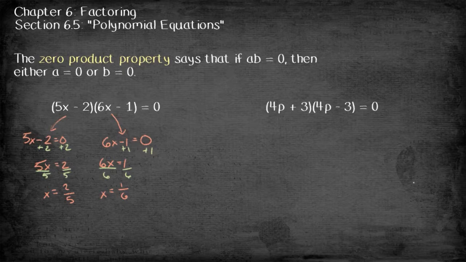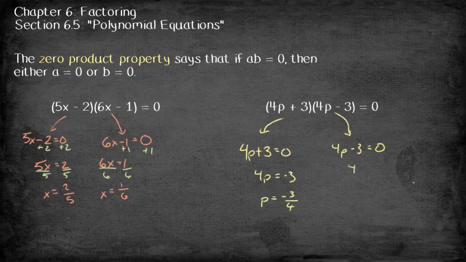Okay, another example, we have 4p plus 3 and 4p minus 3. Right, so p is equal to either negative 3 over 4 or 3 over 4. So that was kind of a nice situation, right? Because those quadratic equations were already nicely factored. What if we come into an equation that looks a lot uglier?